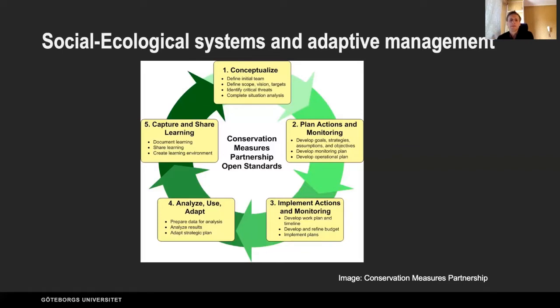And adaptive management builds on the recognition that any system for management needs to be able to adapt to changing conditions, either human or naturally induced changes, but our system needs to adapt. And this is a type of management that builds on experimentation and adaptation rather than a system where all the facts are known from the outset.